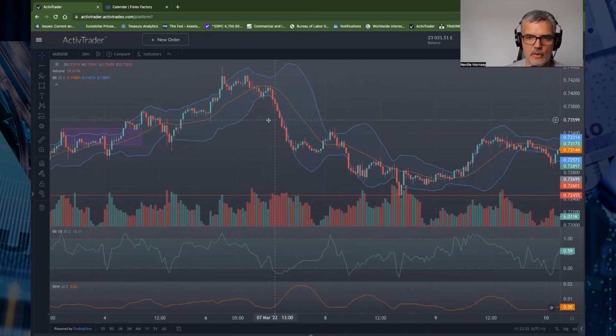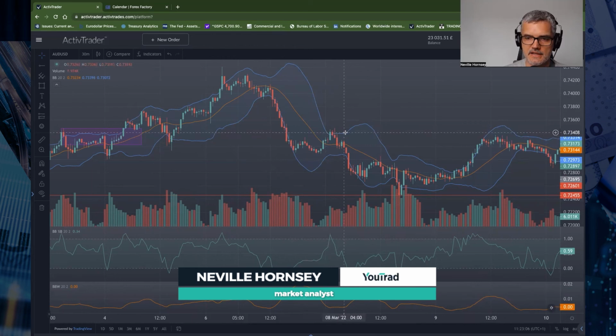So the idea is wait for volatility, then wait for a lack of volatility, a compression, a range, and then wait for a breakout of that range.